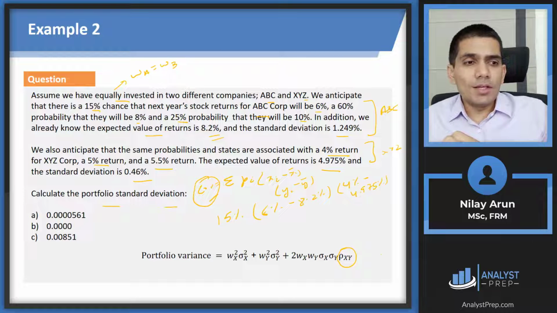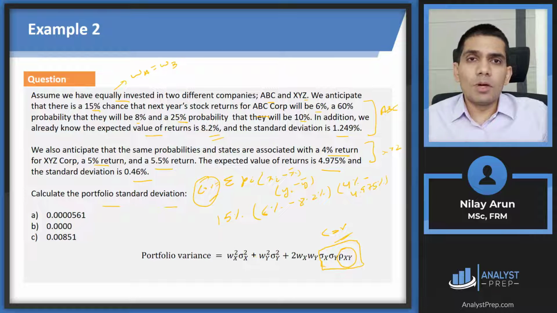Now, once we have the covariance, we have everything that we need to calculate this. Why? Because all of these three terms taken together are essentially just covariance. We already know the weights. It's equally invested. That means Wx and Wy are both 0.5. We know the standard deviation, 1.249. So we can put that here. We can square it. And these three terms together are the covariance that we have been calculating here. So let's have a look at the solution.